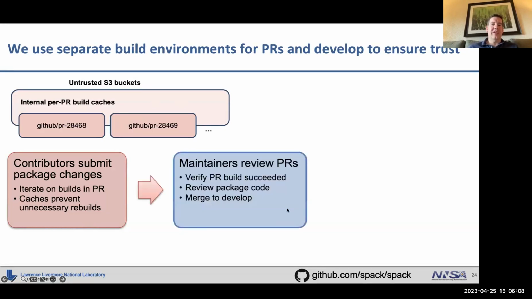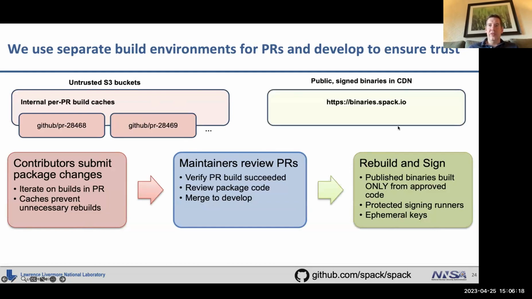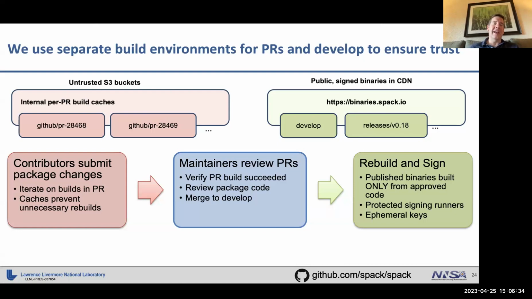Maintainers review the PRs, and then once they've had a look at the recipes, we end up rebuilding everything in a more secure, protected environment for the develop branch or for the releases. And so the develop and the release branches get built independently of any of these PR binaries. So essentially, you can't sneak something into a binary in a PR and then push some code that makes it look like it's not there, even though it's still cached, and then have that make its way over into develop.